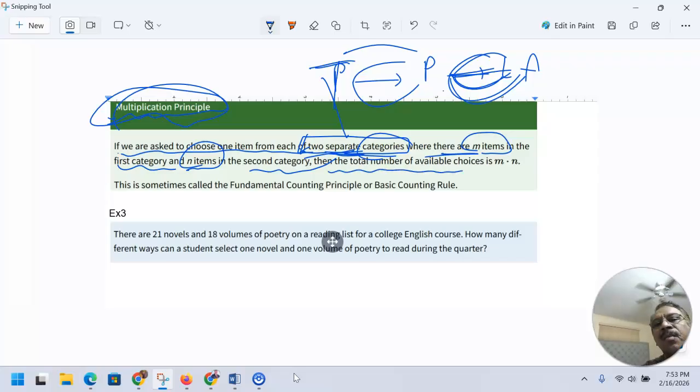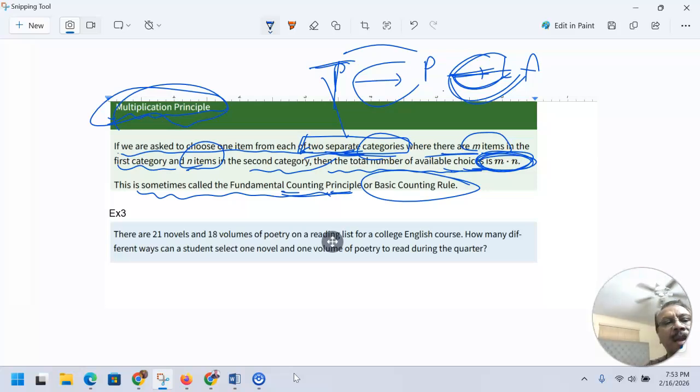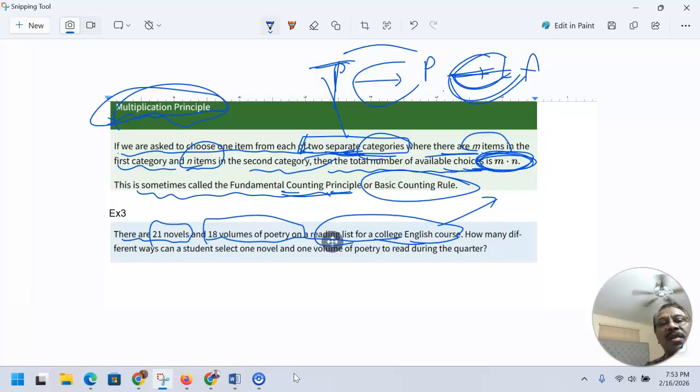And the total number of available choices is just multiply the two. And this is called the fundamental counting principle. I call it the fundamental principle of counting or fundamental counting principle, or in short, basic counting rule also. And imagine we can use this same idea here. There are 21 novels and there are 18 volumes of poetry on the reading list of a college English course.